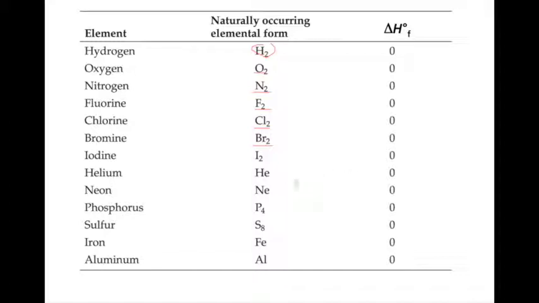Noble gases are just monoatomic, and things like metals would just be in their single elemental form, not combined with anything else. So pause the video for a second, take a look at the table, and be sure that if you see an element, you can recognize whether it is in its elemental form or not, so you know that it would have a delta H of formation of 0.